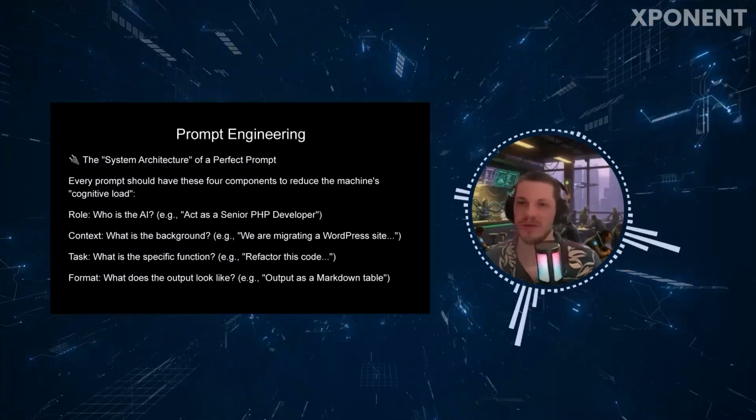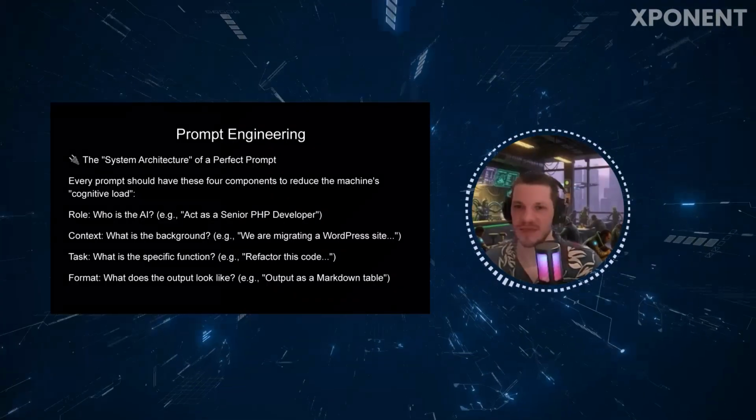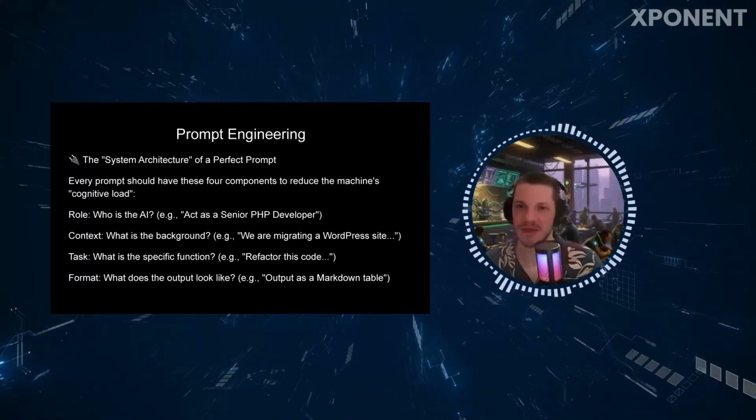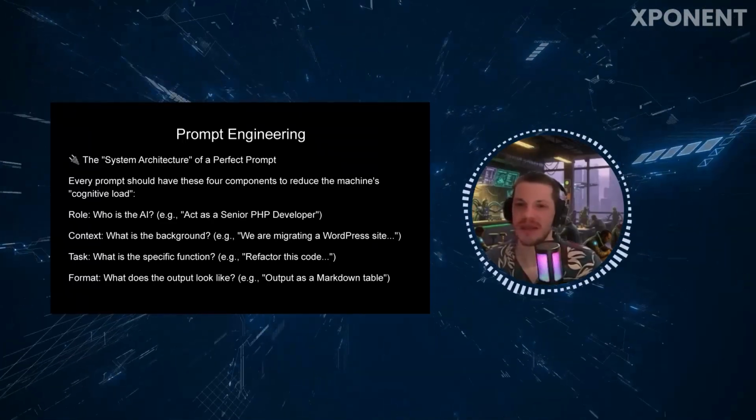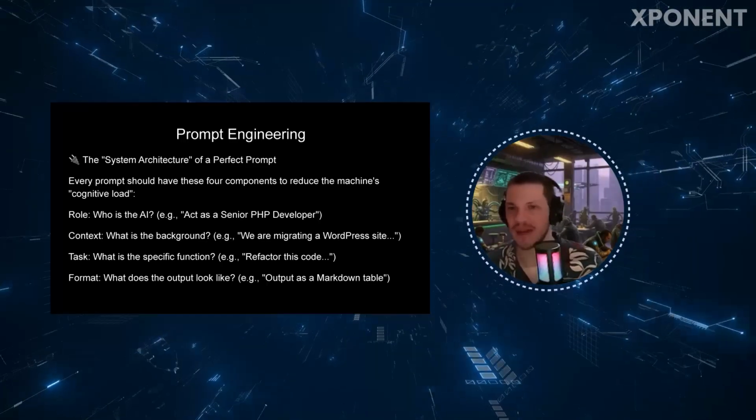You've got role. So who is the AI? What's its role? What's the context of the situation? What's the background to the problem or project? Task. What is the specific function that you want it to do? And format. What should the output look like?